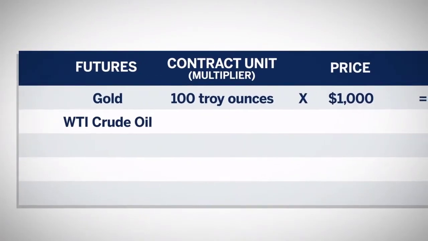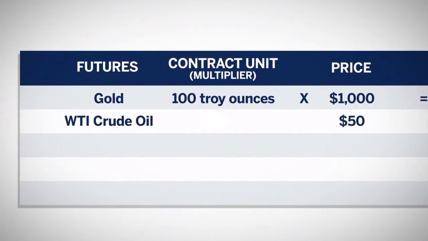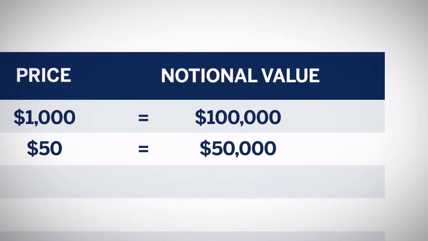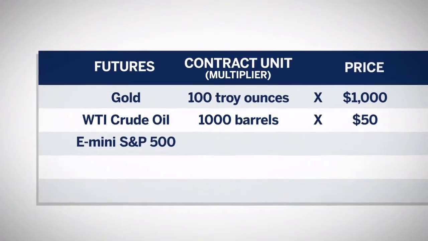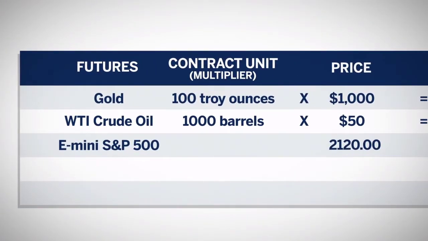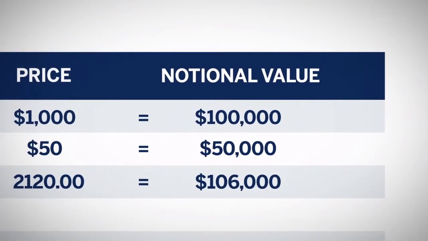If WTI crude oil is trading at $50 and the contract unit is 1,000 barrels, the notional would be 50 times 1,000, or $50,000. Now assume the E-mini S&P 500 futures are trading at 2120 even. The multiplier for this contract is $50. $50 multiplied by the contract price, you get a notional value of $106,000.